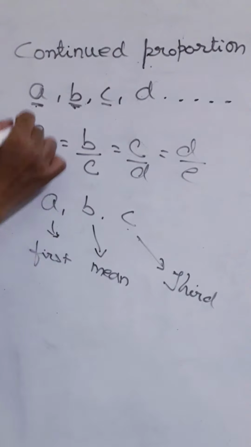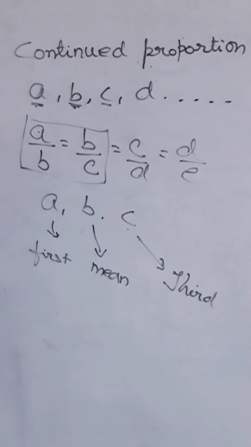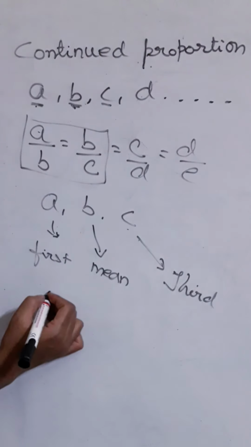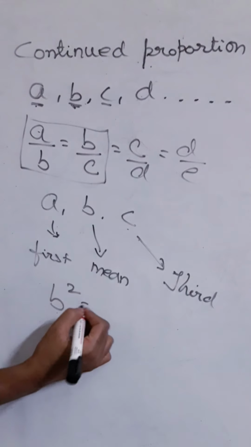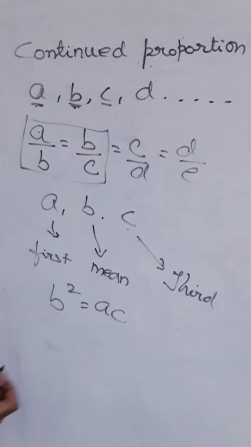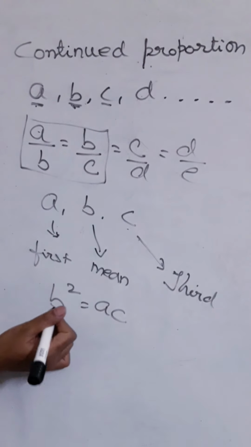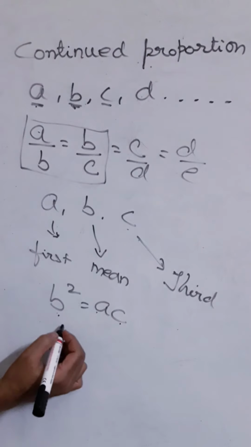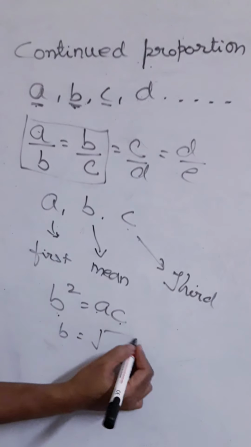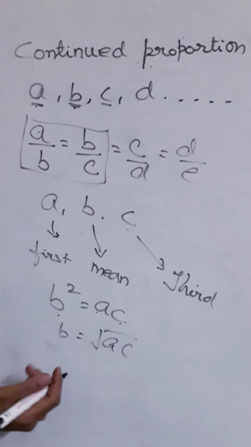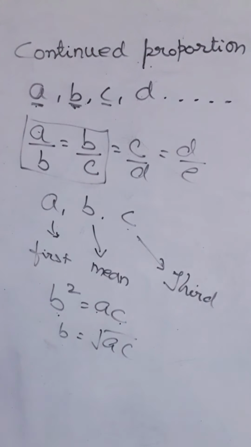Now if we have only a, b and c, cross multiplying I will get b square equals to ac. So b is called your mean proportion. If I need to find out b and I have a and c, then mean proportion can be found by taking under root a into c. Now we are taking some questions on this.